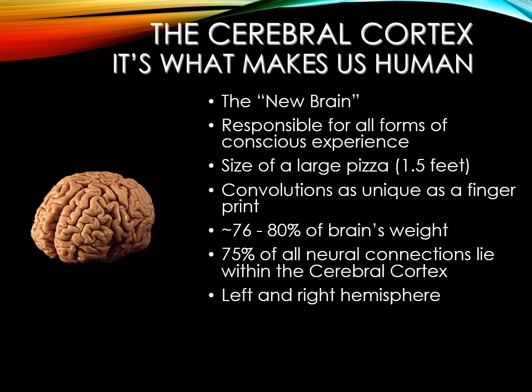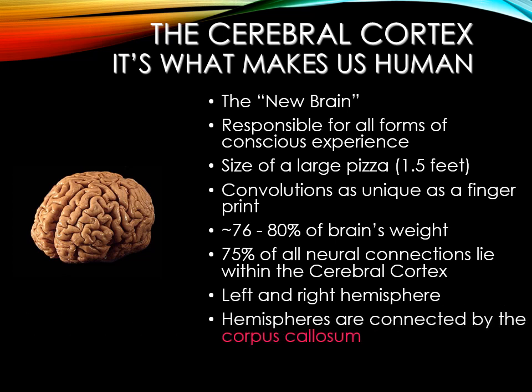All of those little wrinkles and grooves allow for more volume or surface area, which we need for the cerebrum. 75% of all of the neural connections lie within the cerebral cortex. Again, that lovely little thin cerebral layer. You have a left and a right hemisphere, and those two are connected by the corpus callosum, this bundle of nerves that keeps the left side and right side interconnected.